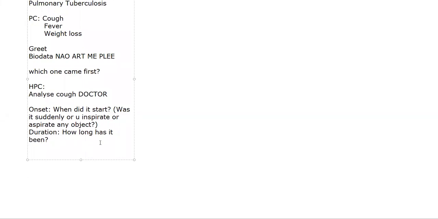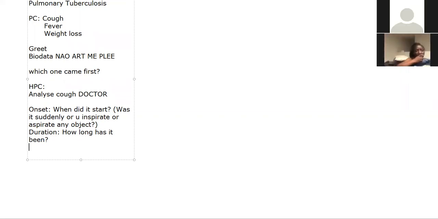the C. The C means character. Don't forget. Character. Is it dry? There's a lot of things you have to characterize here. You want to know first, has it been getting worse or has it been getting better, compared to when it initially started? Okay. You understand? Has it been getting worse? Has it been getting better?